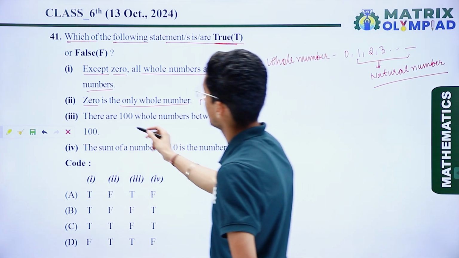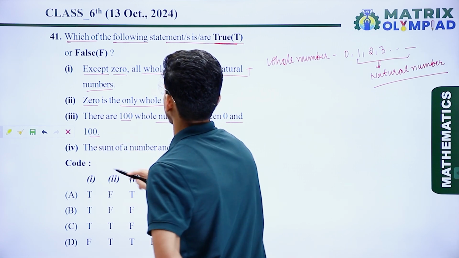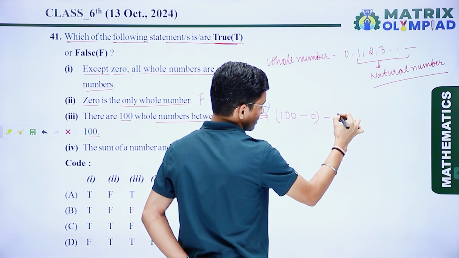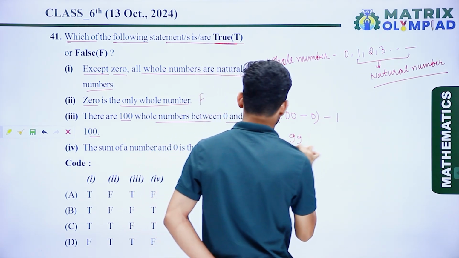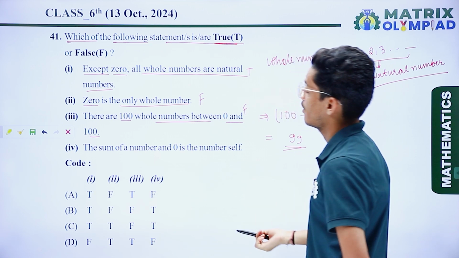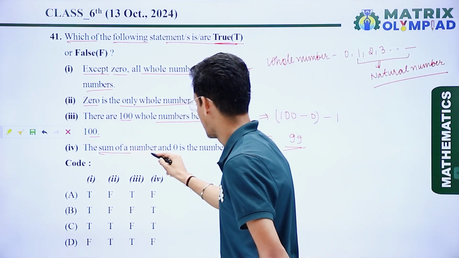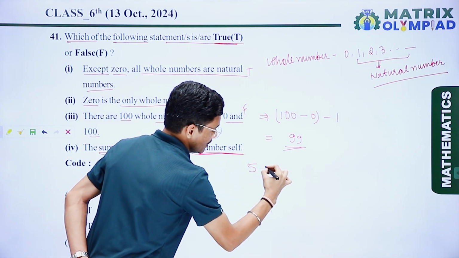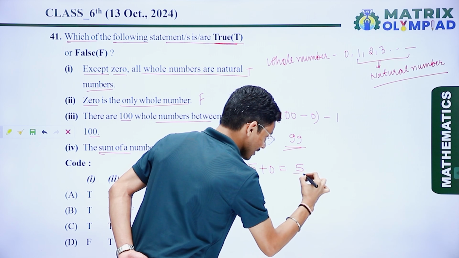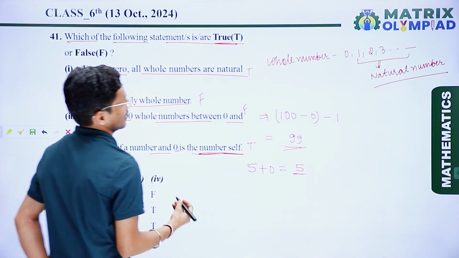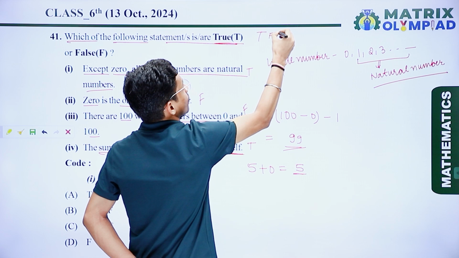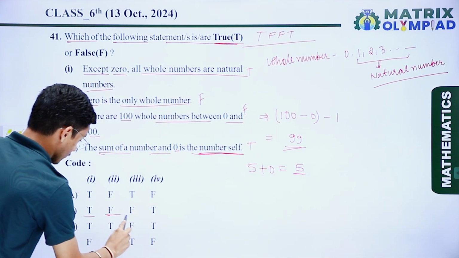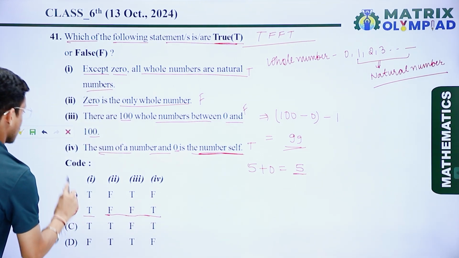Now if I talk about the third one, there are 100 whole numbers between 0 and 100. So for whole numbers, 100 minus 0 minus 1. So here I get 99 whole numbers. So this one is false. If I talk about the next one, the sum of a number and 0 is the number itself. So let's assume a number that is 5, and if I add 0 to this number, here I get the result that is the number itself. So this one is also true. So the correct answer, that is T F F T. So check which option is correct. T F F T. So here option number B is the correct answer.